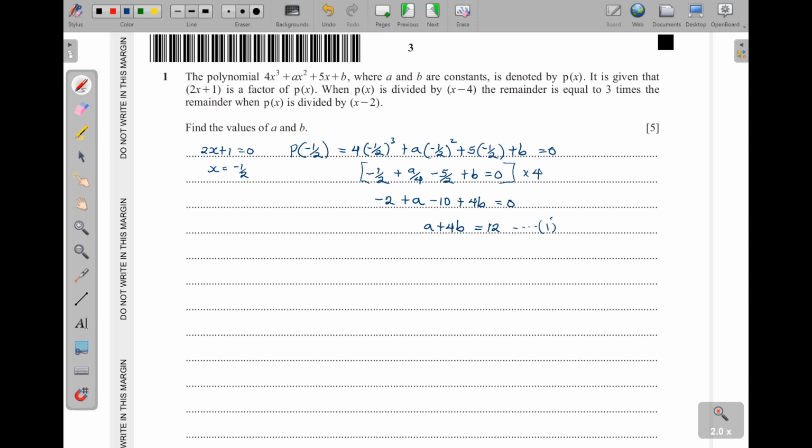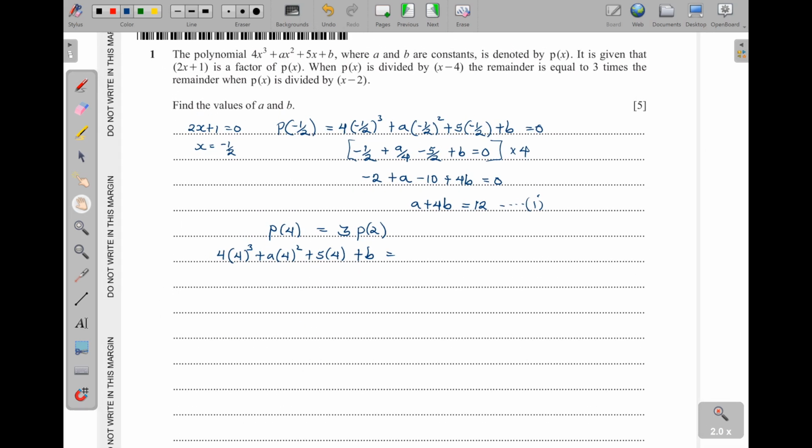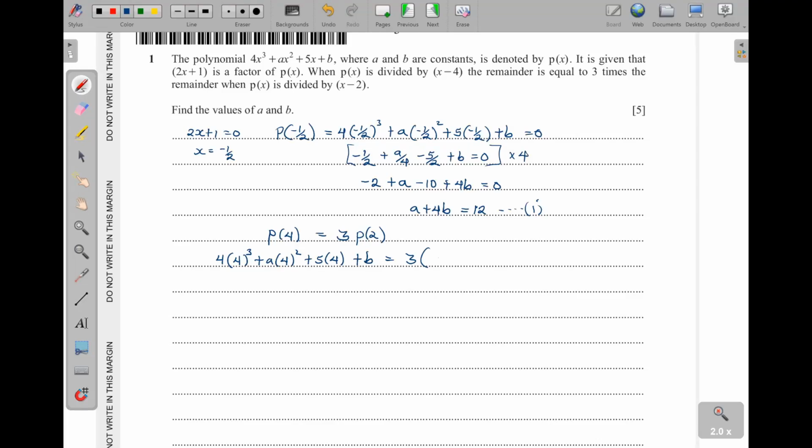Then the next one, they said when p of x is divided by x minus 4, the remainder is equal to 3 times the remainder when p of x is divided by x minus 2. So this actually means that we have p of 4 is equal to 3 times p of 2. Now I substitute: 4 into 4 cubed, plus a into 4 squared, plus 5 times 4, plus b, is going to be equal to 3 times, now put 2: 4 into 2 cubed, plus a into 2 squared, plus 5 times 2, plus b.